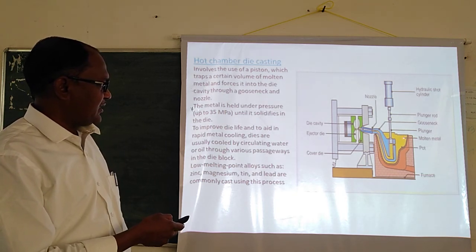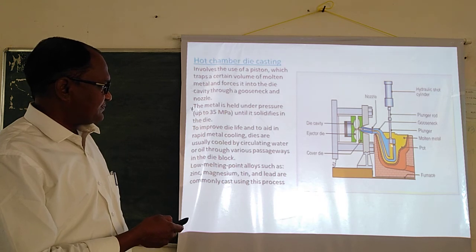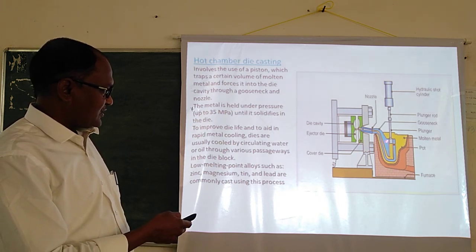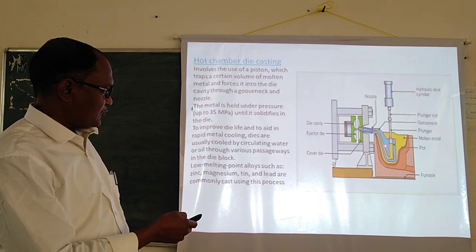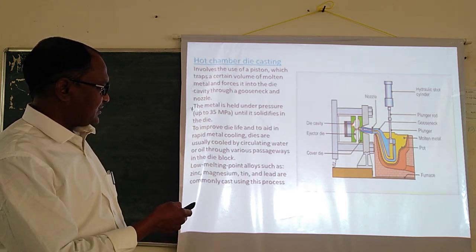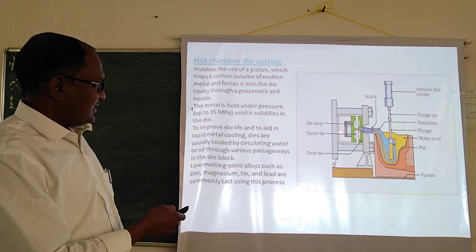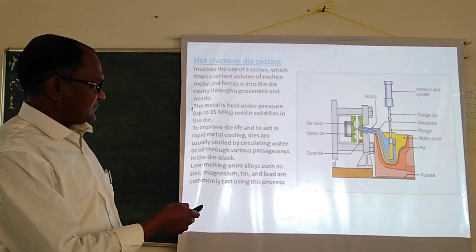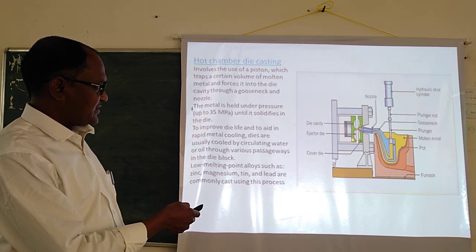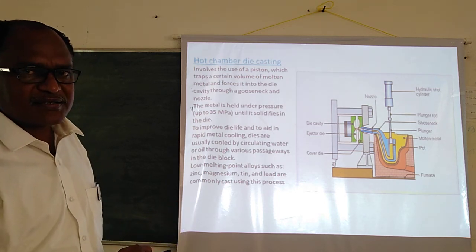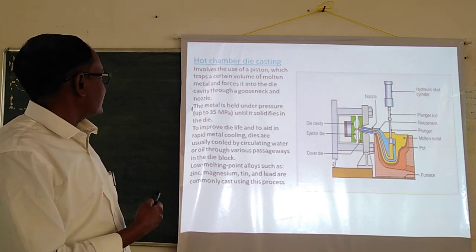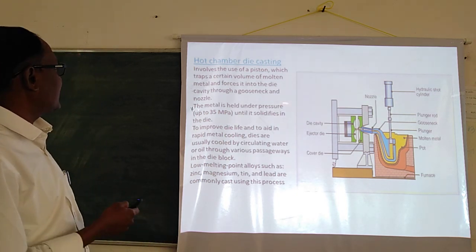This is the molten metal. This is the pot. This is the plunger. This opening, through this opening, the molten metal comes to this. This plunger pushes this molten metal inside the mold cavity. This is the mold cavity. And this is the ejector die. This is the movable die, and this is the fixed die. So whatever the shape of the die is there, that shape you are going to cast at the final position. So this is all about the hot chamber die casting.